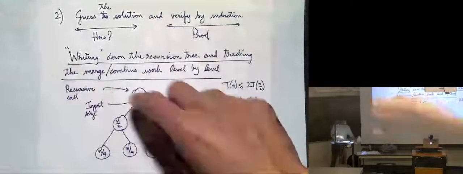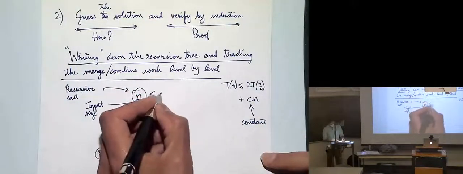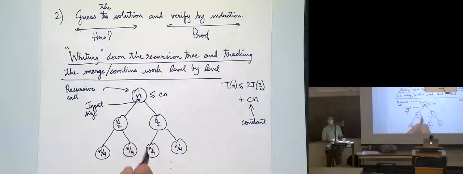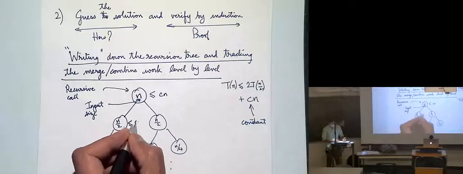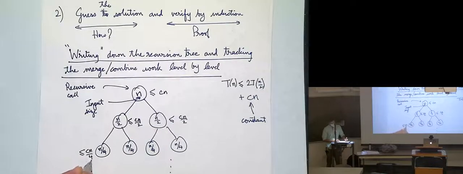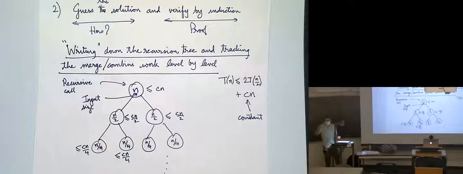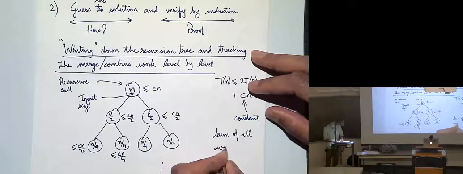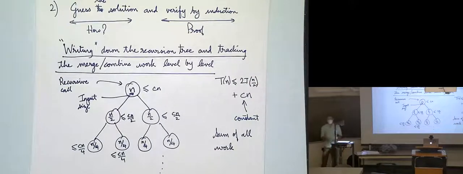Okay, so how much work is done in this? At most C of n. How much extra work is done in this call? At most C of n over 2. And this is at most C of n over 4, and so on and so forth. What you really want to do is sum up all the work. You want the sum of all the work.